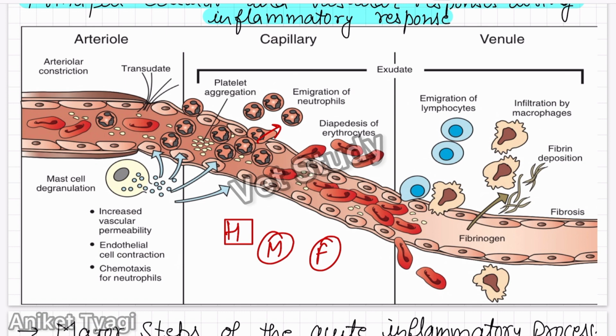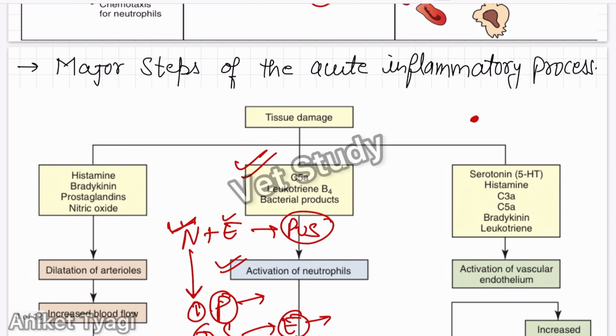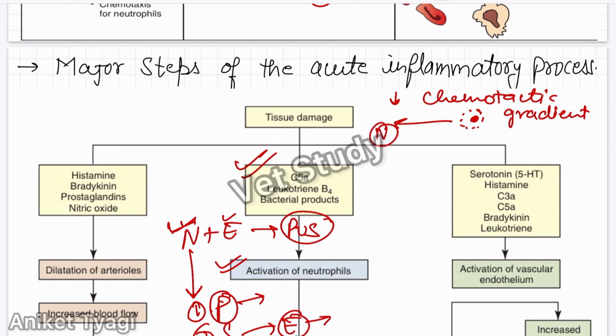And this greatest substance near the microbe, you can say that if this is the microbe, there will be more chemoattractant around this, and as you go away from this microbe, the concentration of the chemoattractant will decrease. So this is the chemotactic gradient, right? This chemotactic gradient will attract the neutrophils towards these foreign substances or neoplastic cells or the injured tissue, right?